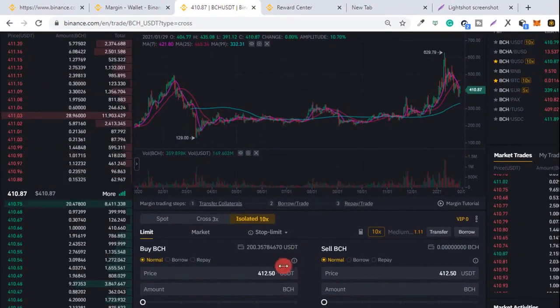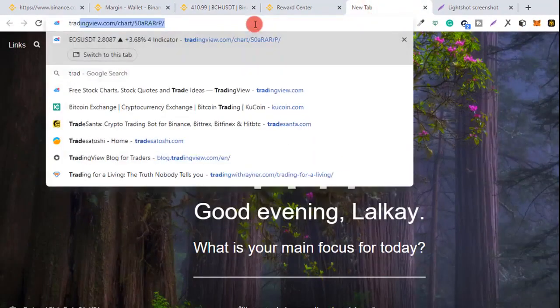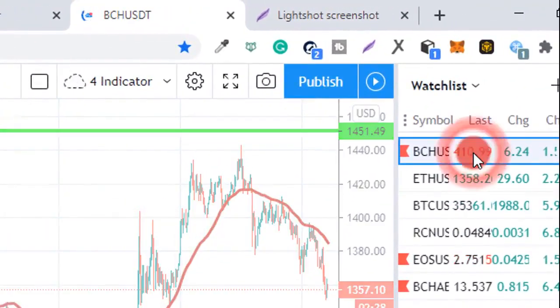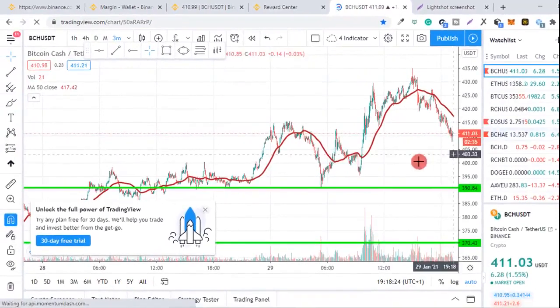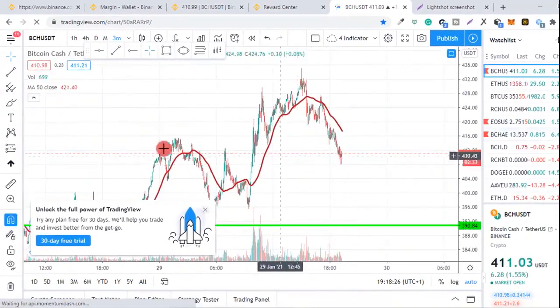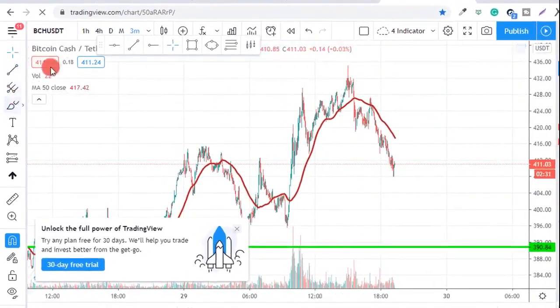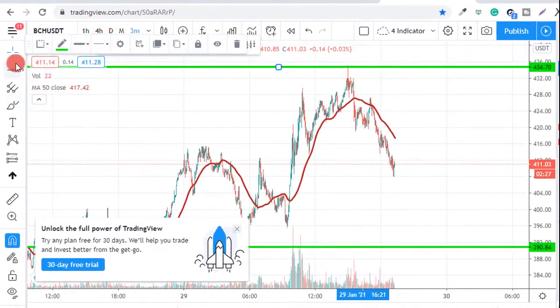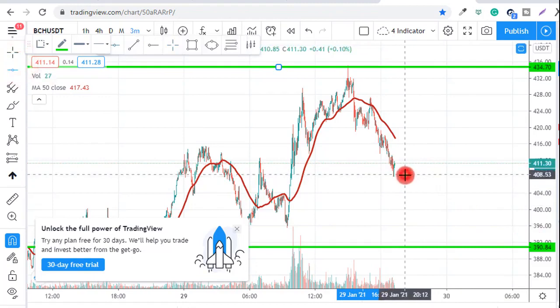I'm not going to be jumping into this trade anyhow. I'll need to first know what's up. So I'll head over to my trading view. On this trading view, I need to switch to Bitcoin Cash because that's what I want to be trading right now. From what I see here, the last stop we had in Bitcoin Cash was here, and right now we are having another bottom right here.